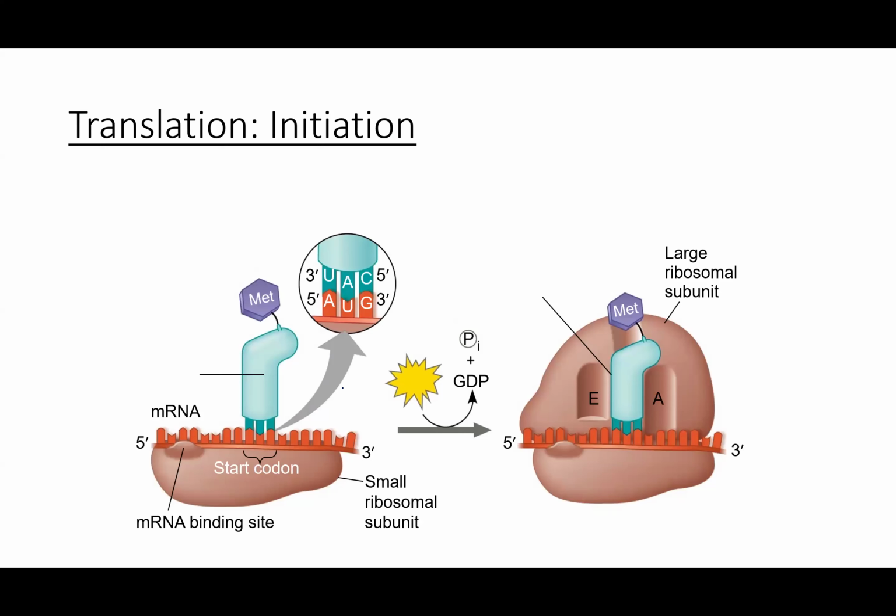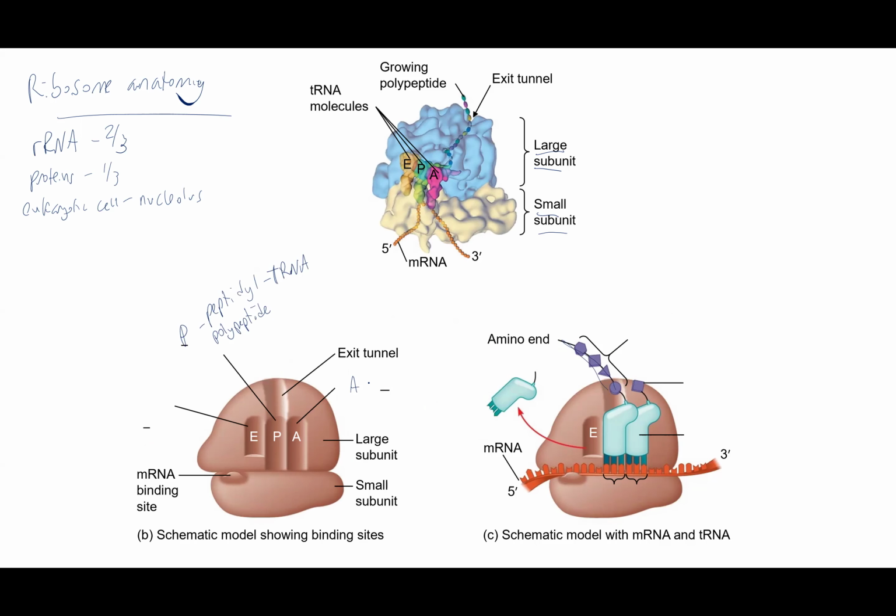And this site is the A site, which is the aminoacyl site. This is where the next charged tRNA is coming in. So the next amino acid that's going to be added hangs out in the A site. It's like the waiting room until it can be added to the polypeptide. And then E is the exit site. The exit site is where the uncharged tRNA is going to exit the ribosome.